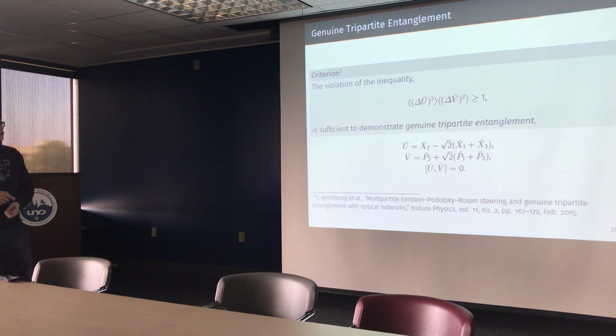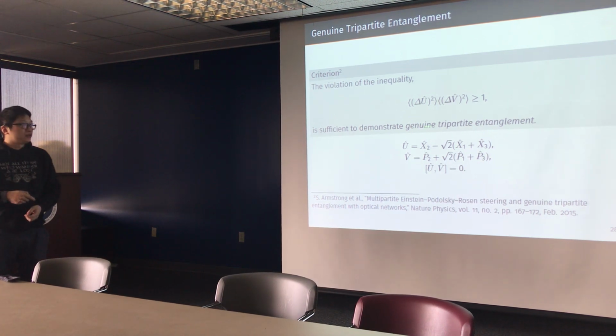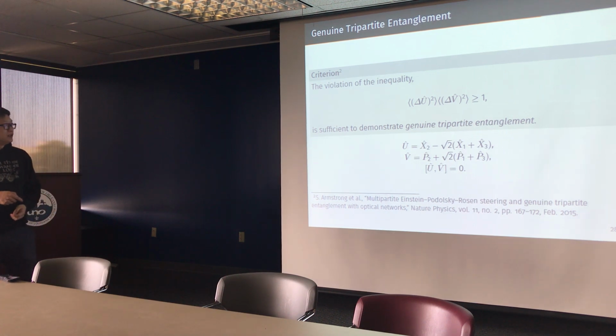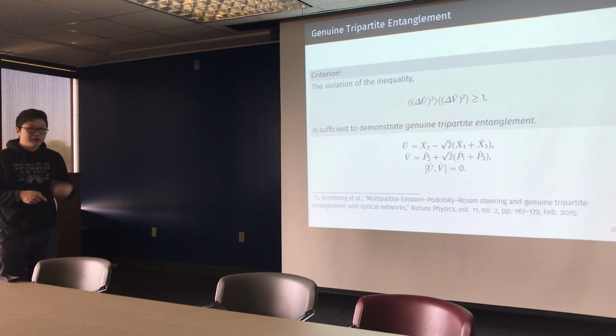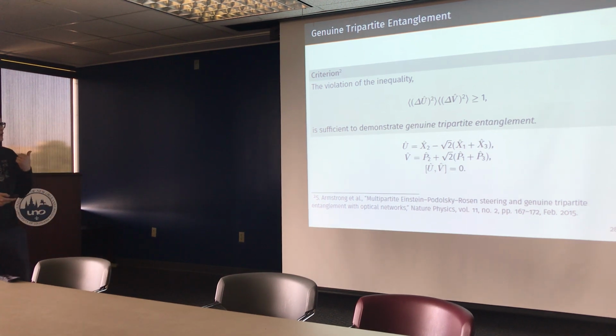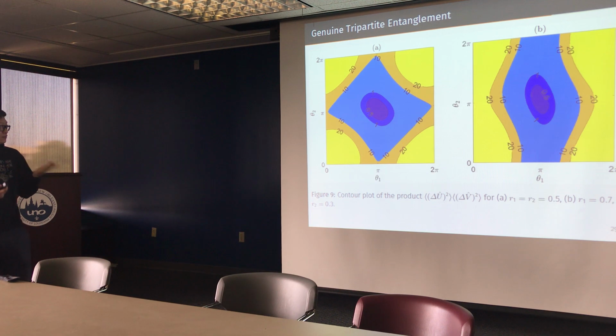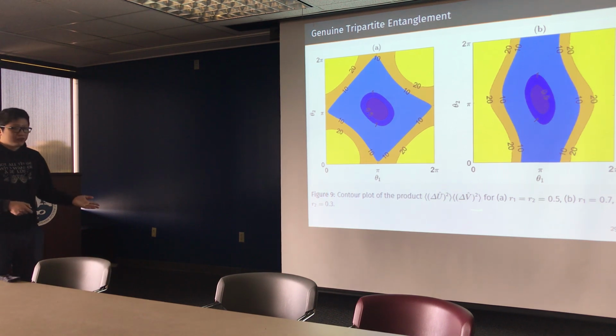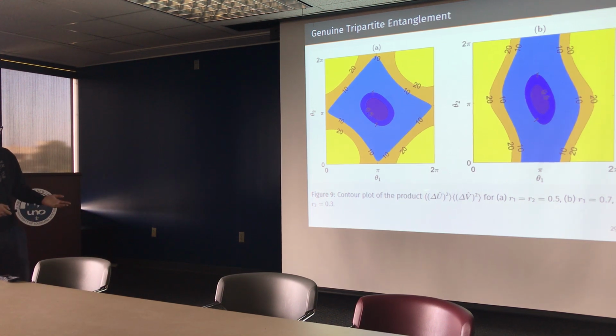If we violate this inequality, this is sufficient to demonstrate genuine tripartite entanglement, where the U and V are these operators here. The difference between this and the previous quadrature operator is that this is two commuting operators here. So now this is the result of the product of the variance of U times the variance of V. And the variance of U and variance of V can be calculated using the covariance matrix again. So once we have that, it's a powerful tool to calculate any variance of quadrature operators.